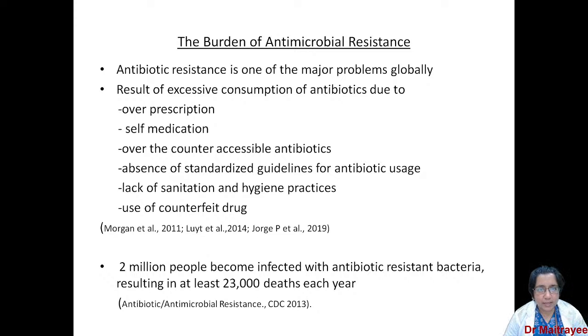So coming to the burden of antimicrobial resistance, antibiotic resistance is one of the major problems globally, such that it has become a pandemic. It results from the excessive consumption of antibiotics due to overprescription, self-medication, over-the-counter accessible antibiotics, absence of standardized guidelines for antibiotic usage, lack of sanitation and hygiene practices, and also the use of counterfeit drugs. 2 million people have become infected with antibiotic-resistant bacteria, resulting in at least 23,000 deaths each year. This is as per the CDC 2013 information.